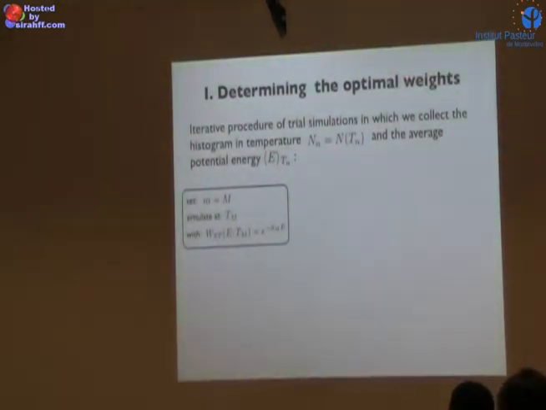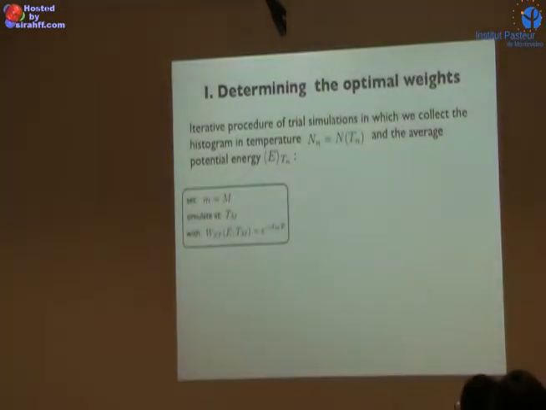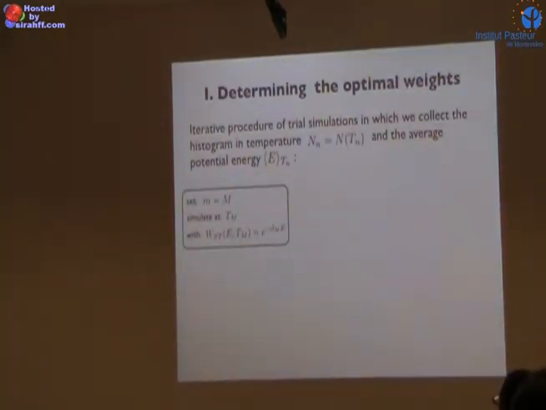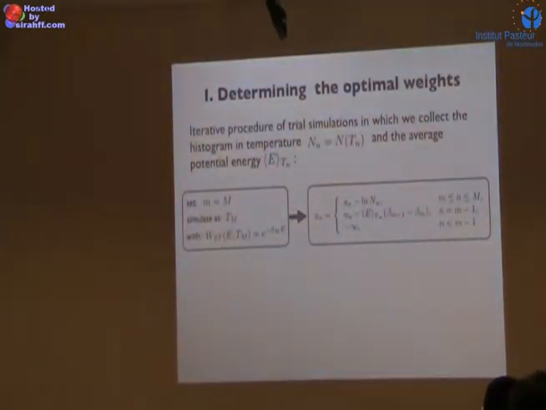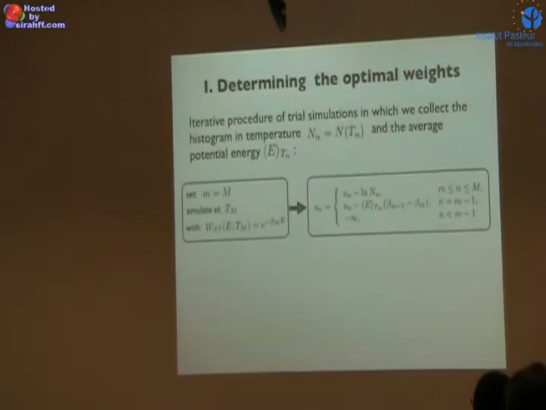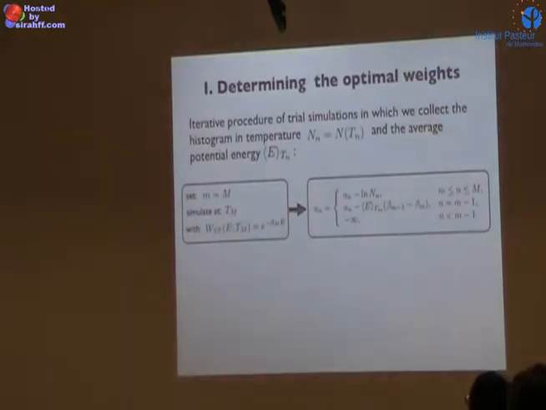The first one is the average potential energy at each temperature, and then, when you start changing temperature and exploring other temperatures, you want to accumulate a histogram in the temperature space. So you start with this simulation, just a normal simulation at high temperature. And then what you do with your histogram and your average energy is start defining the weights in an iterative way, starting from the last one to the previous temperature, so the highest minus one. And this is the first attempt.